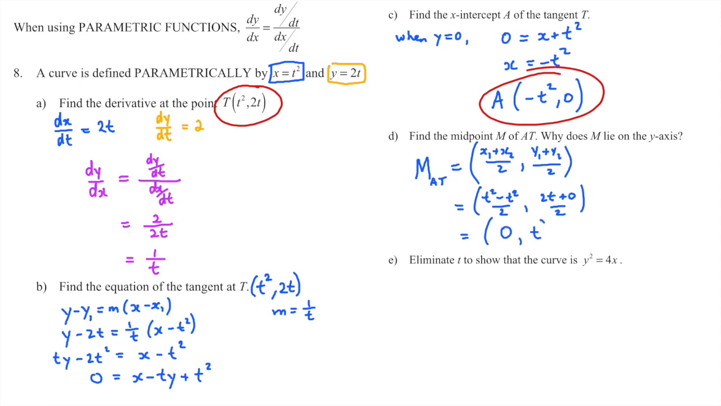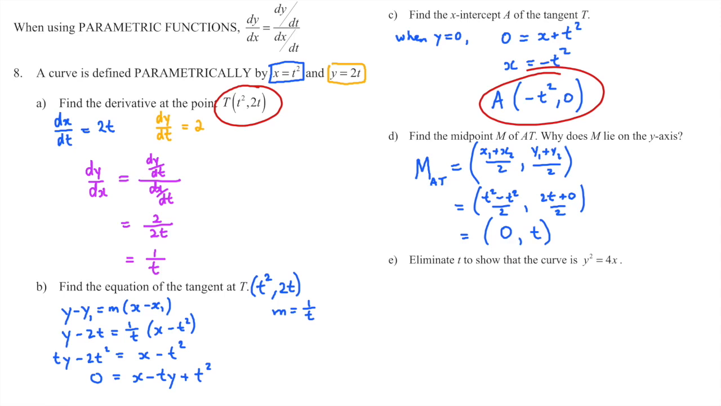And it says, why does the midpoint lie on the y-axis? Well, it's on the y-axis because it has an x value of 0.